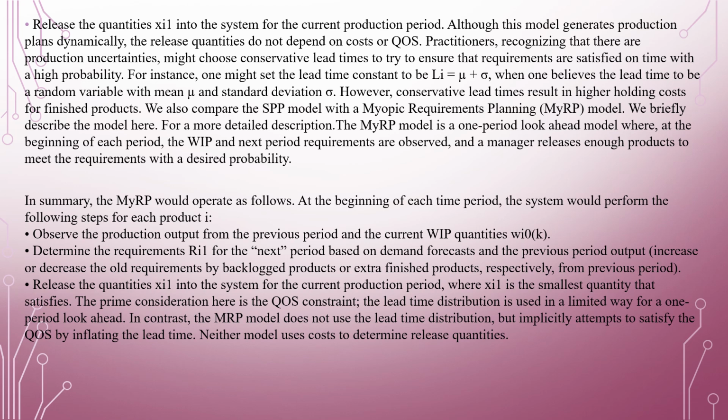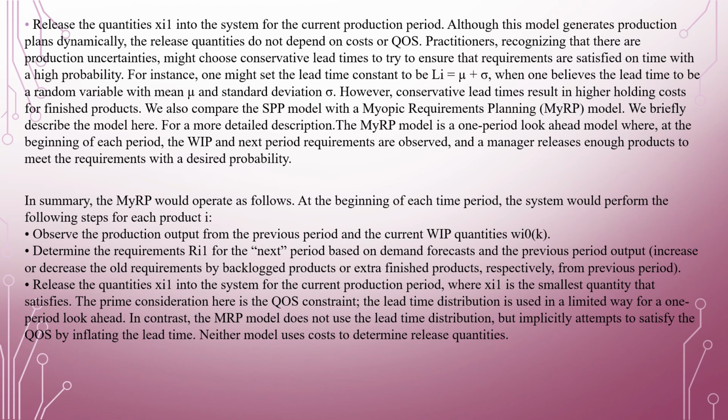Planners that recognize there are production uncertainties might choose conservative lead times to try to ensure that requirements are satisfied on time with a high probability. For instance, one might set the lead time constant to be Li equals mu plus sigma when one believes the lead time to be a random variable with mean mu and standard deviation sigma. However, conservative lead times result in higher holding costs for finished products.